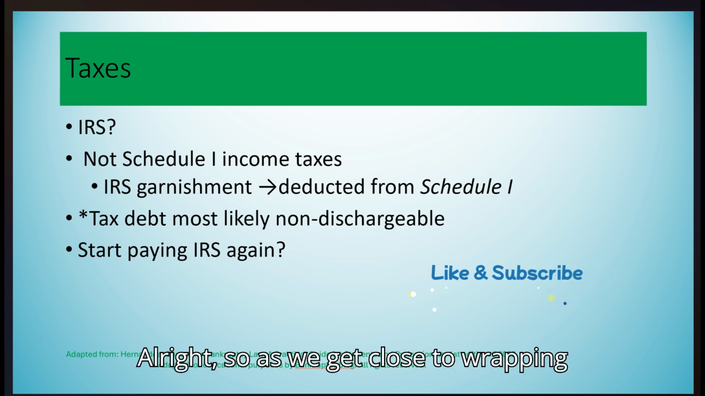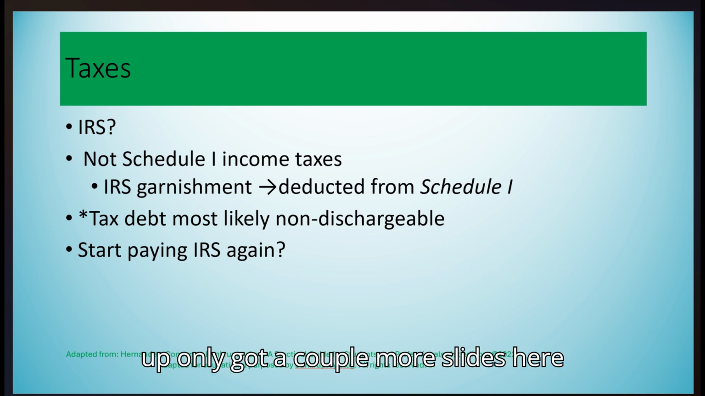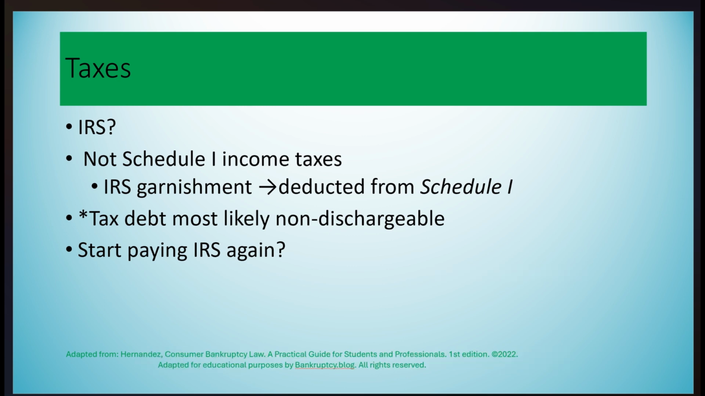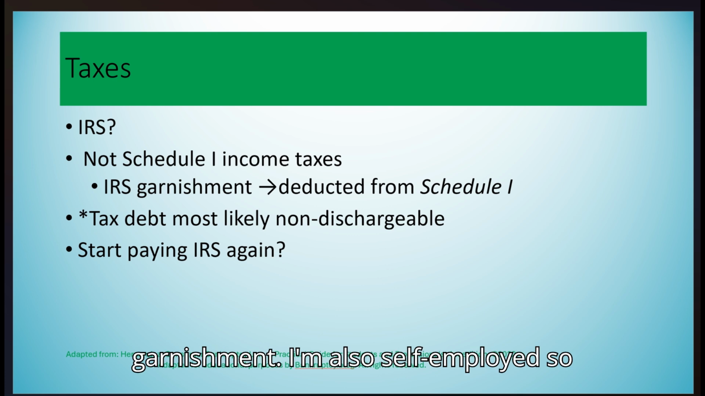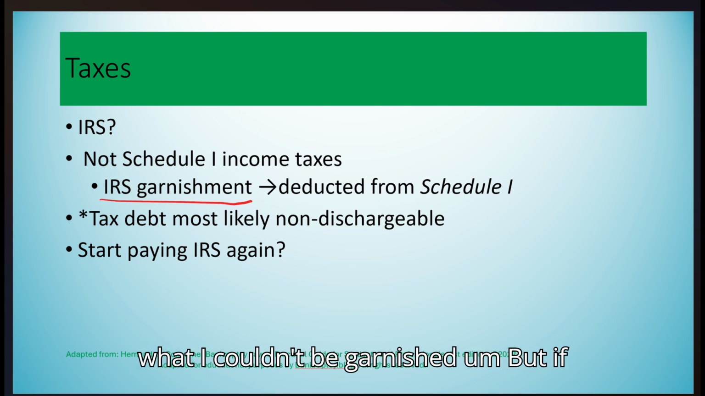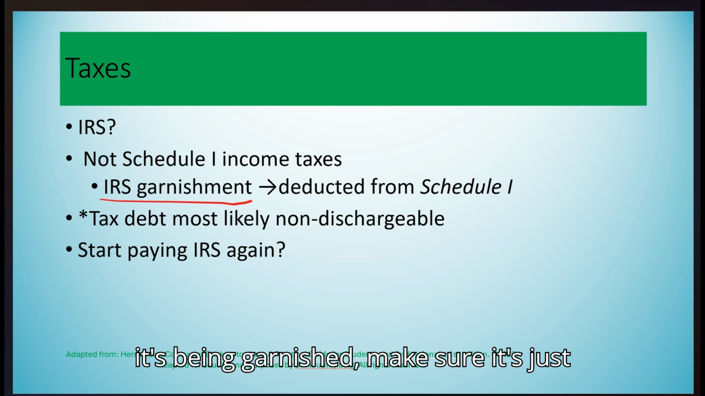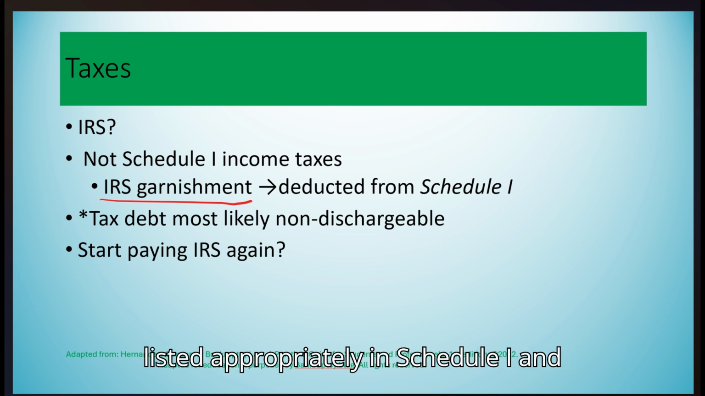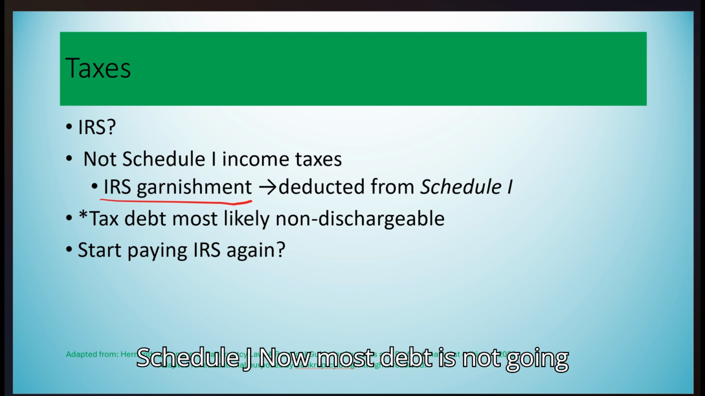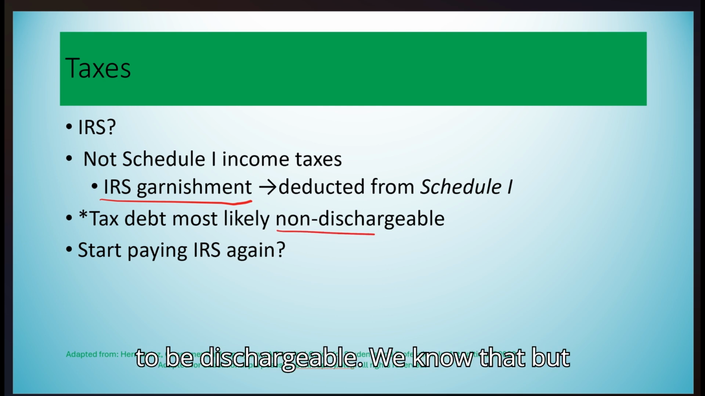All right. So as we get close to wrapping up, only got a couple more slides here. Taxes. Make sure if the client is paying taxes, I just pay monthly, so there's no garnishment. I'm also self-employed, so I couldn't be garnished. But if it's being garnished, make sure it's just listed appropriately in Schedule I, and that debt is not duplicated now on Schedule J.